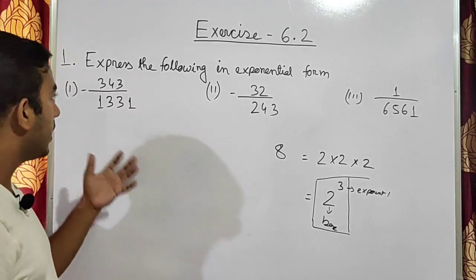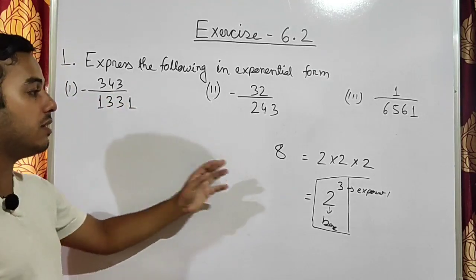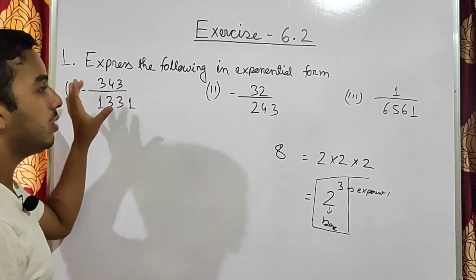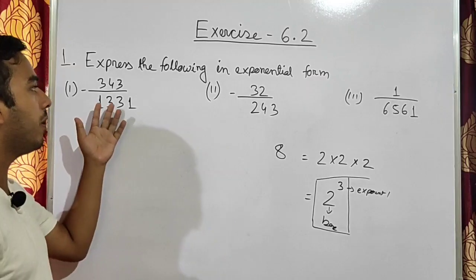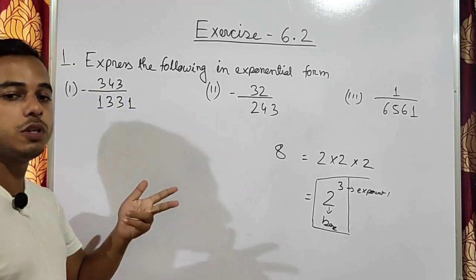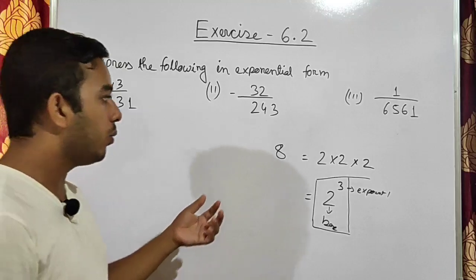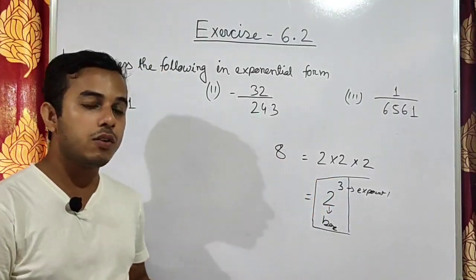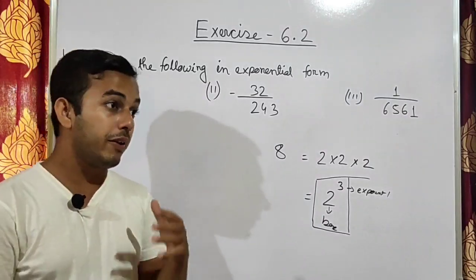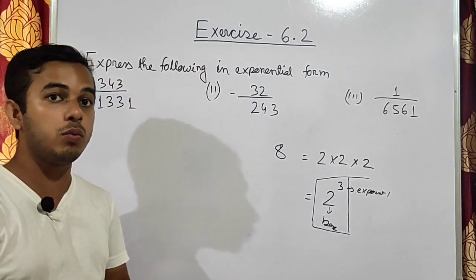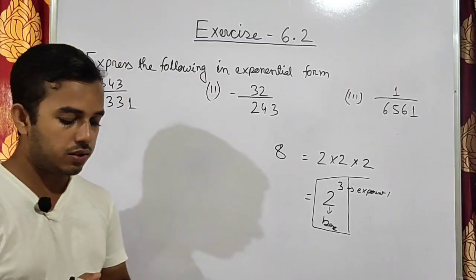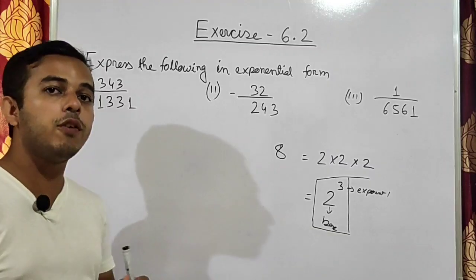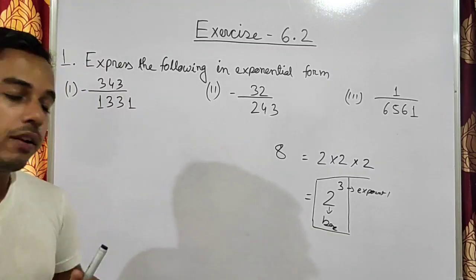Now the question asks that we have to express these fractions. Earlier it was only a whole number, or integer, but in this case we have fractions. We have to convert them into their exponential form. We can easily say that 8 equals 2 into 2 into 2, right? But suppose, for example, 343. Can we say how much it is multiplied with 2 or anything else? No, we can't say. So therefore we will take their factors.